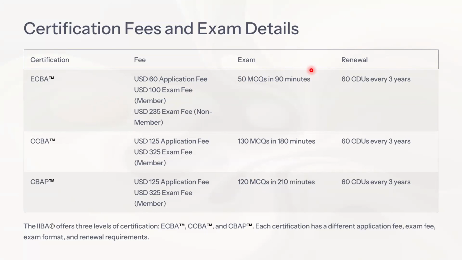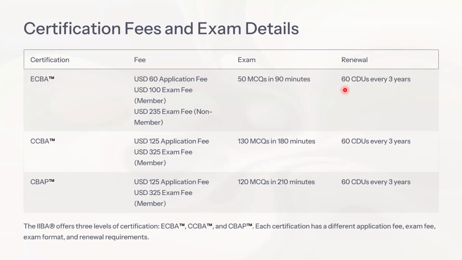Now, IIBA certification programs are valid for 3 years. So if you appear for the ECBA certification exam and successfully clear it, it will be valid for 3 years. After 3 years, you need 60 CDUs again to renew it. Either you can accumulate these points or units, or you can pay a small amount and renew your certification for 3 years again.